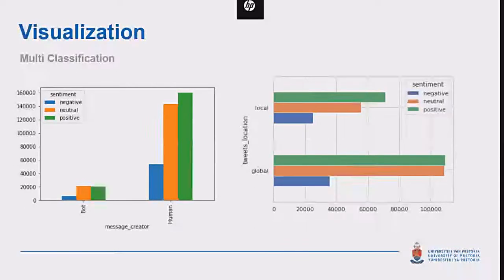From our visualizations, you see that for human sentiments, there were more positive sentiments as compared to the negative sentiments, and for the bots, you would find the positive and the neutral sentiments at nearly equal frequency. For the location classification, we had more positive sentiments as compared to the negative sentiments in the global messages. The positive sentiments and the neutral sentiments were equally the same, but they were more than the negative sentiments.